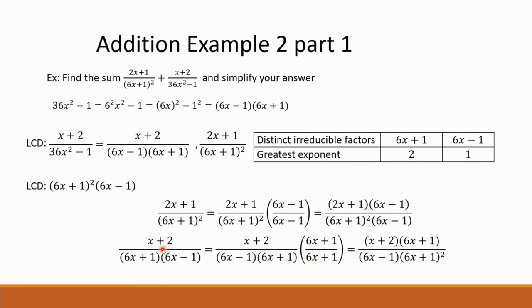Right? So again, 6x plus 1 squared times 6x minus 1. Here we have 6x plus 1 times 6x minus 1. Well, to get this to be squared, we have to multiply the denominator by a 6x plus 1. And whatever you do to the bottom, you do to the top. So this is what we get. Okay, that's good.